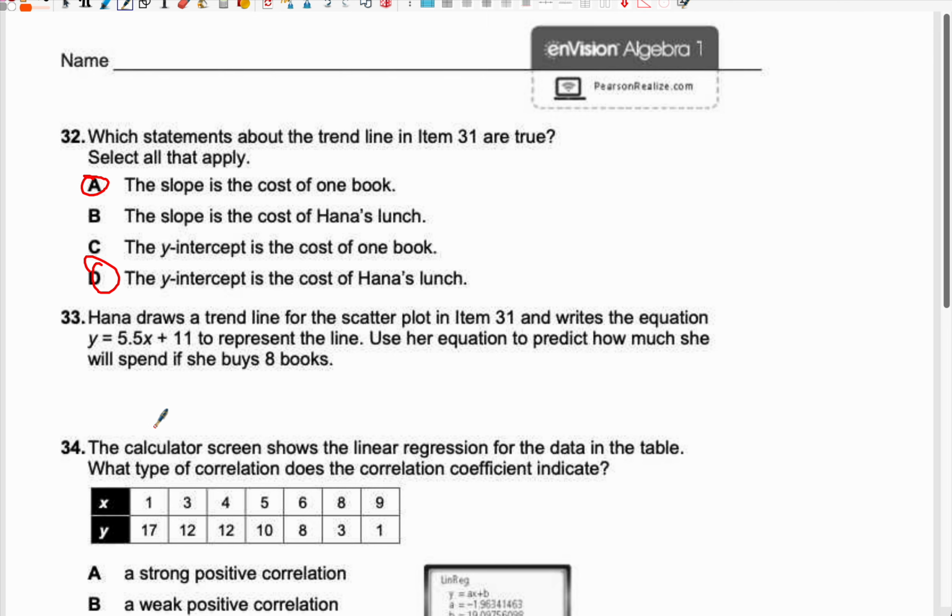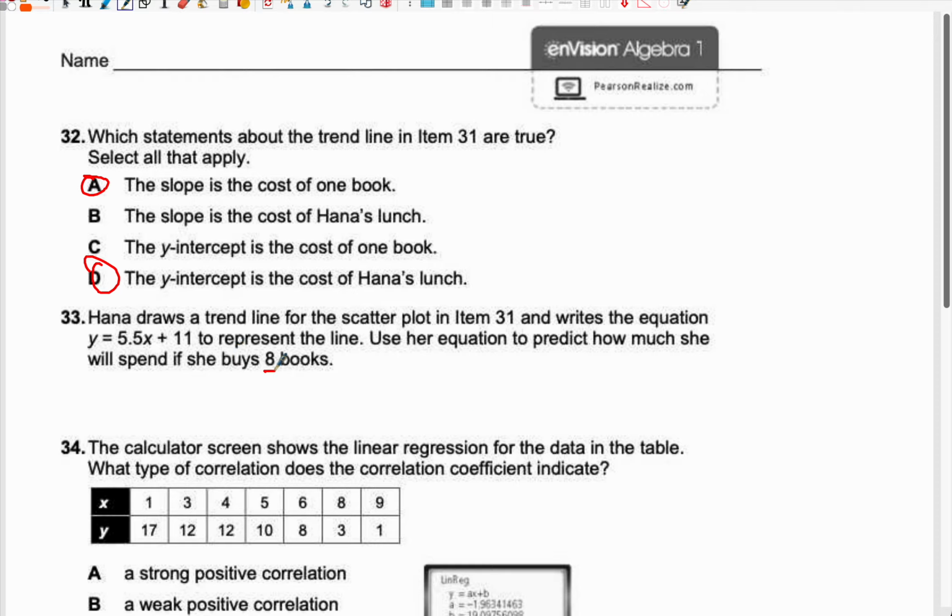Hannah drew a trend line for the scatter plot in item 31, and she found her equation to be y equals 5.5x plus 11 to represent the line. So use her equation to predict how much she will spend if she buys 8 books.